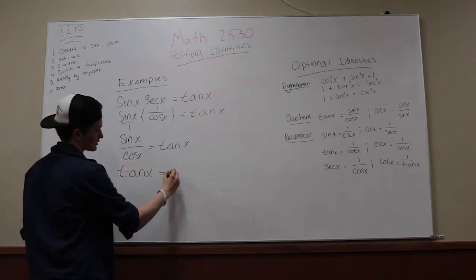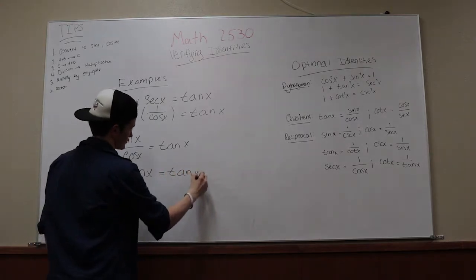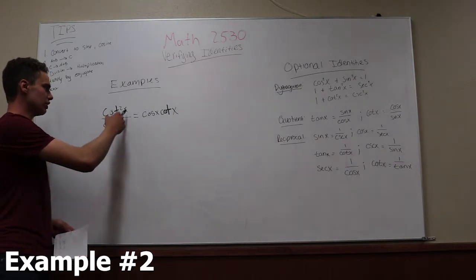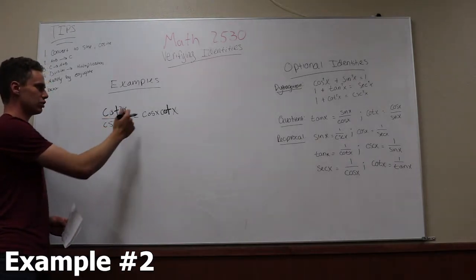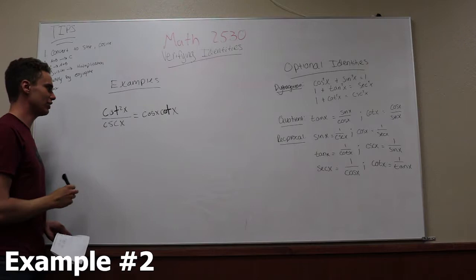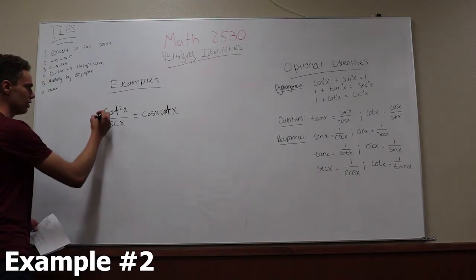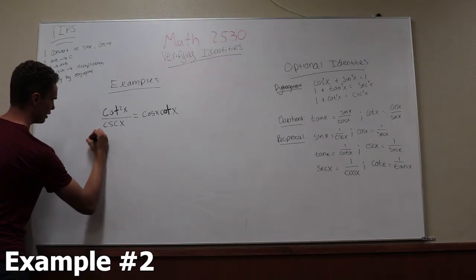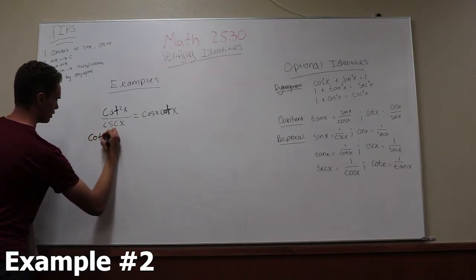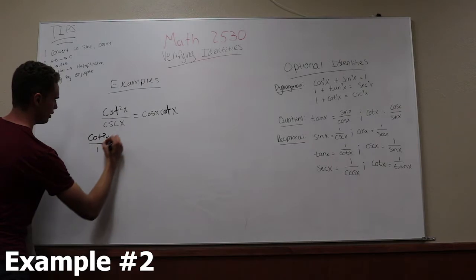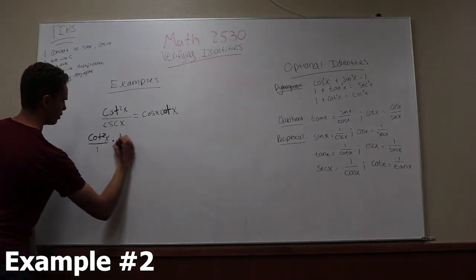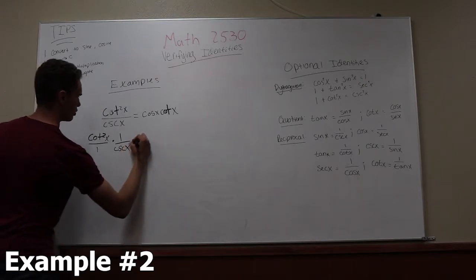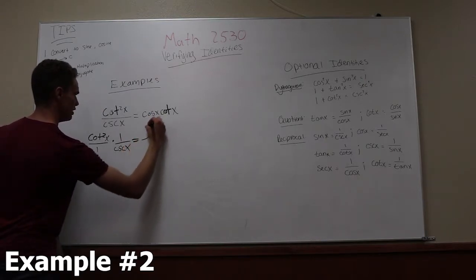So then tan x equals tan x. For our next example, we're going to use cotangent squared of x over cosecant of x equals cosine of x over cotangent of x. We're going to start off by splitting this into 2 separate fractions, the left-hand side, and we'll get cotangent squared of x over 1 multiplied by 1 over cosecant of x equals that.